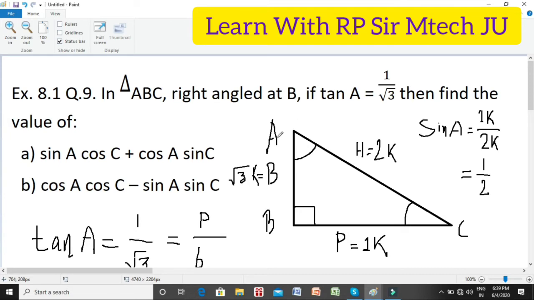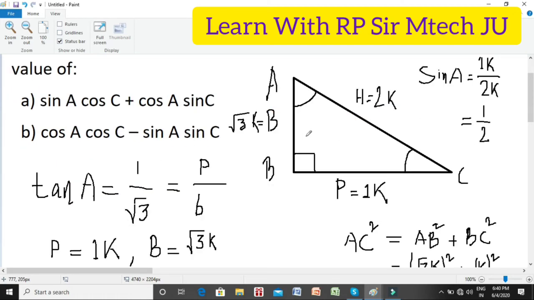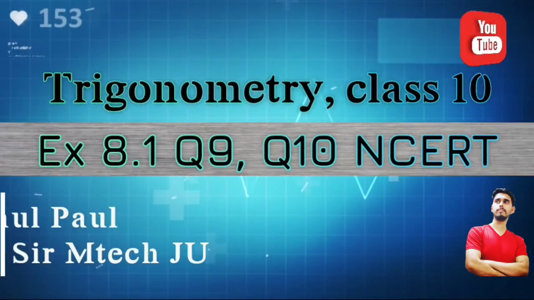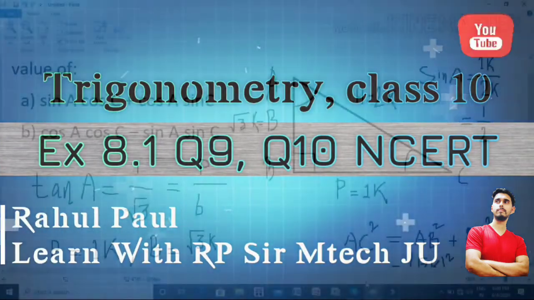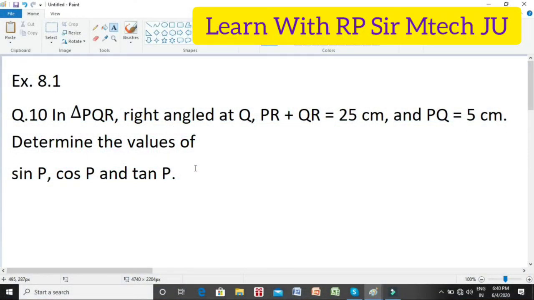Now let us move on with question number 10 of this particular exercise 8.1. And after that, in the next video, we will start exercise 8.2. So let us go to question number 10. Okay, so we have question number 10. It says in triangle PQR, right angled at Q, PR plus QR equals 25 centimeter and PQ equals 5 centimeter. Determine the values of sin P, cos P and tan P.